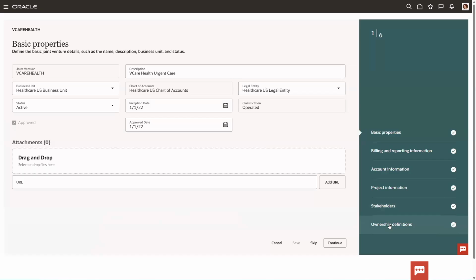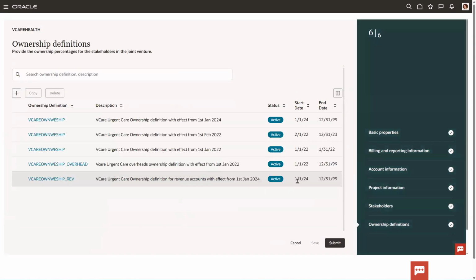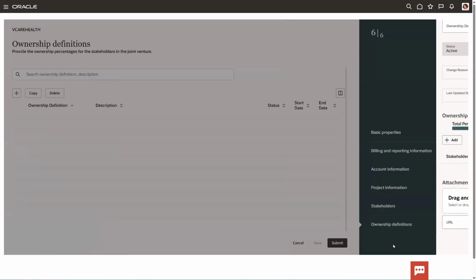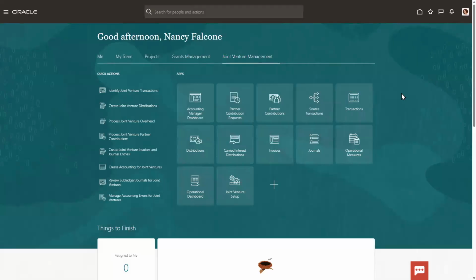Once you've defined your stakeholders, ownership definitions can be updated and then maintained throughout the life of this joint venture agreement. You can do things as complex as overhead agreements or carried interest provisions, or just standard ownership definitions based on the percentage that may change from time to time that applies to those distributions of capital throughout the entire joint venture process.